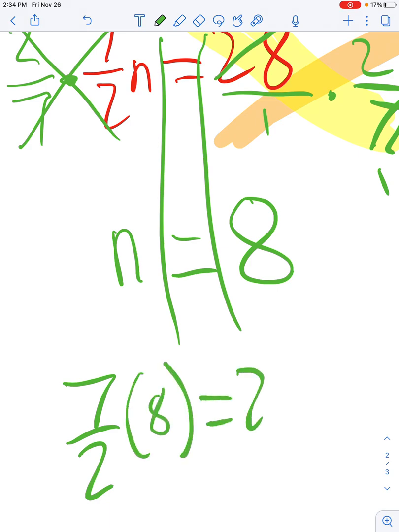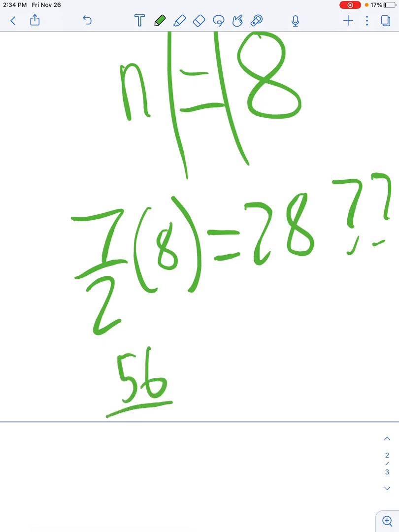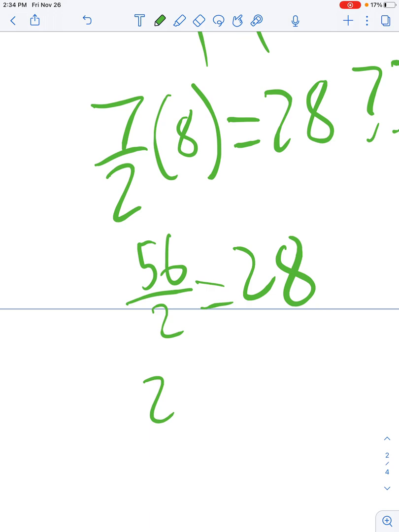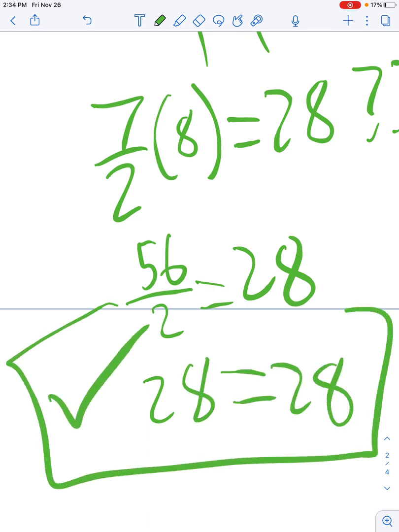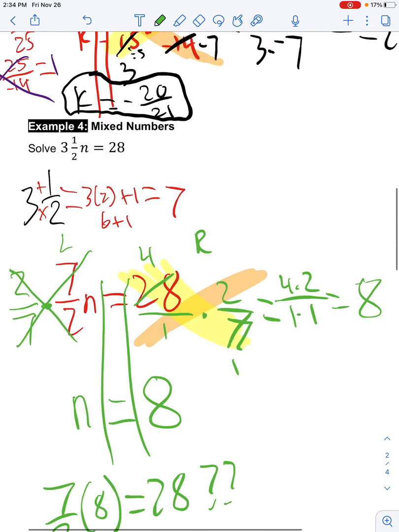If I wanted to check my work, I would say, okay, 7 over 2 times 8 equals 28, question mark. 7 times 8 is 56. 56 over 2 equals 28. And in fact, 28 equals 28. Yup, we did it correct. So that's how we can check our work.